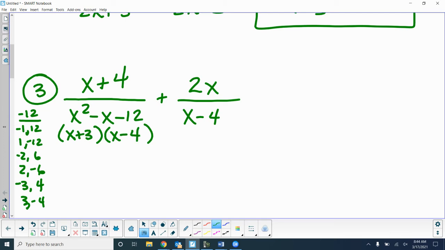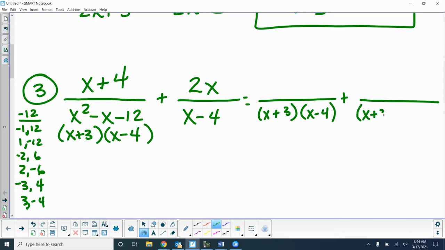Okay? So my common denominator then is whatever shows up. I write down. So I see an x plus 3 show up, I write it down. I see an x minus 4 show up, I write it down. I see an x minus 4 again, same exactly. I don't have to write it down again. I already wrote it once, I don't have to write it more than once. So that's my common denominator. Any questions?